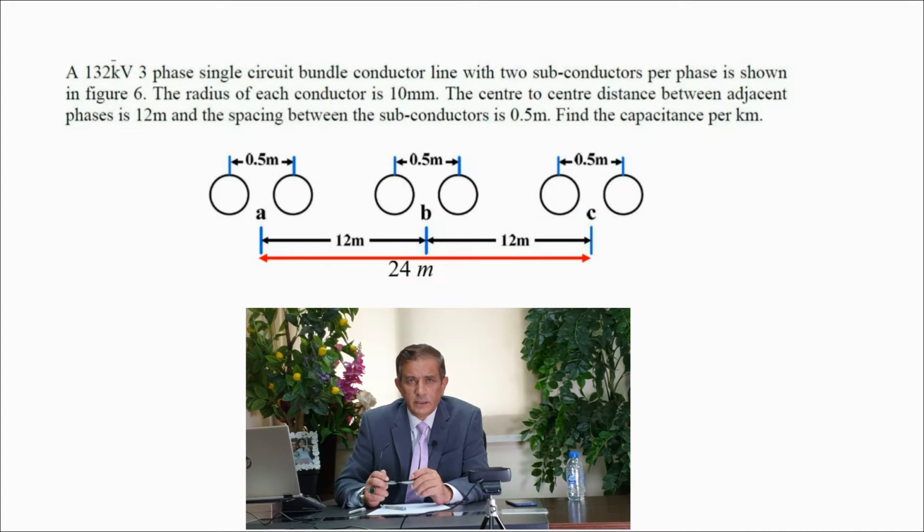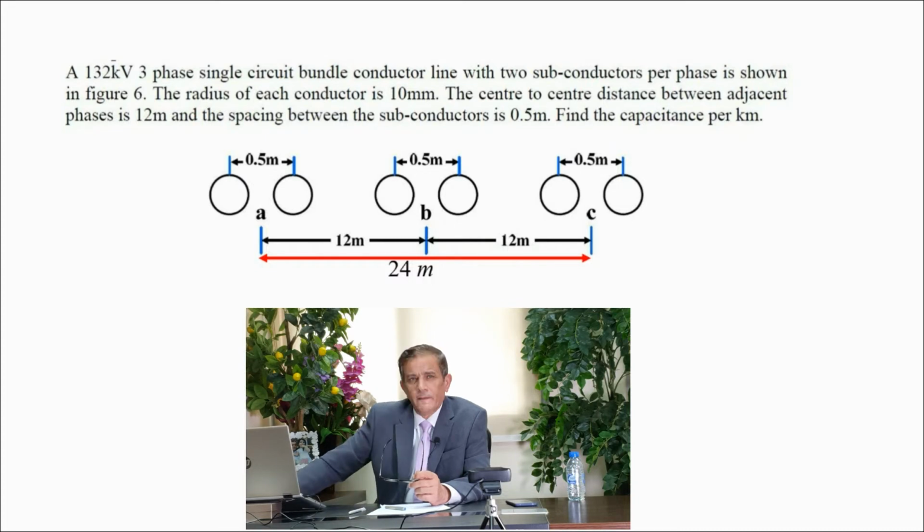All of them are identical. The center to center distance between adjacent phases is 12 meter. The spacing between the subconductors is 0.5 meter. Find the capacitance per kilometer. We solved a similar example in one lecture. It's a very similar example. So the first thing to notice is that it is three phase. They are bundled conductors, and they have this spacing between them.